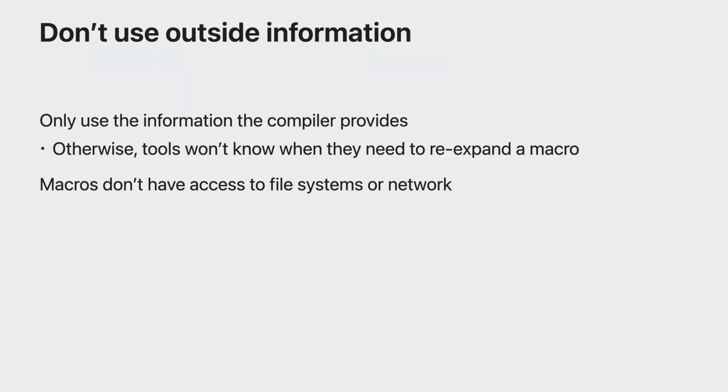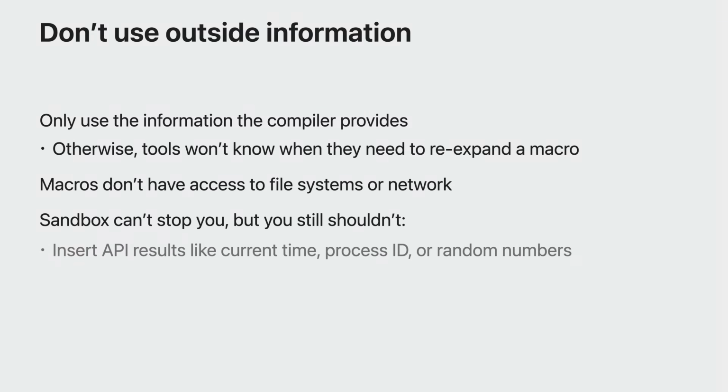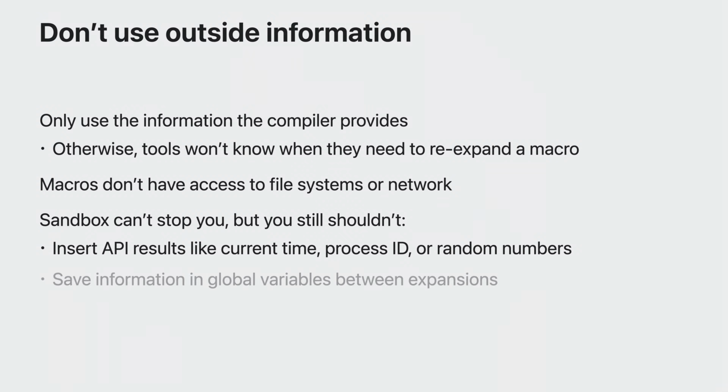Now, the macro system is designed to prevent some kinds of behavior that could violate this rule. Compiler plugins run in a sandbox that stops macro implementations from reading files on disk or accessing the network. But the sandbox doesn't block every bad action. You could use APIs to get information like the date or random numbers. Or you could save information from one expansion in a global variable and use it in another expansion. But if you do these things, your macro might misbehave, so don't.